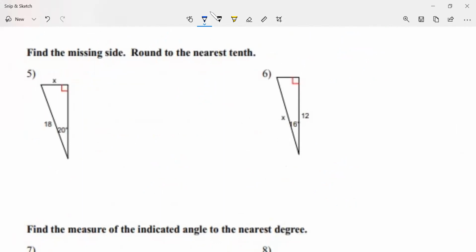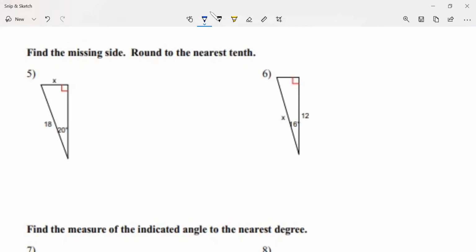Question number 5, I see the hypotenuse is 18. I have an angle measured 20, and I'm solving for x. Just from the figure, I can tell that x is less than 18, right? X is smaller than 18. So a number smaller than 18 is what I'm expecting. If I'm doing my work here and I get something more than 18, very likely I'm doing something wrong. Okay, so I'm expecting something less than 18.